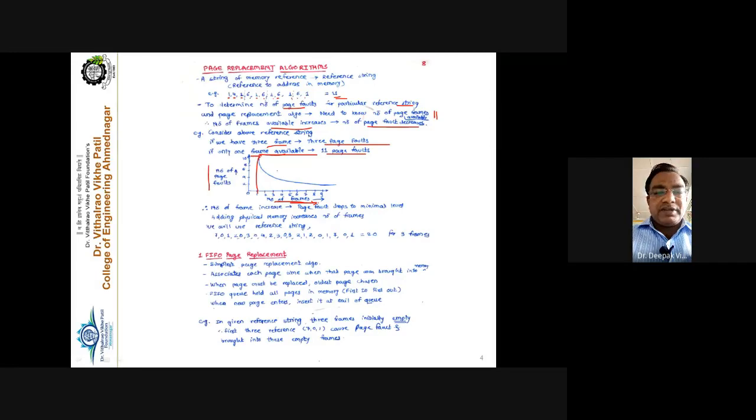So one can say this is nothing but the structure of the graph. But after some frames, this graph becomes constant, or linear, because though you go on increasing the number of frames, you still cannot reduce the number of page faults to 0. This graph will never touch your x-axis.